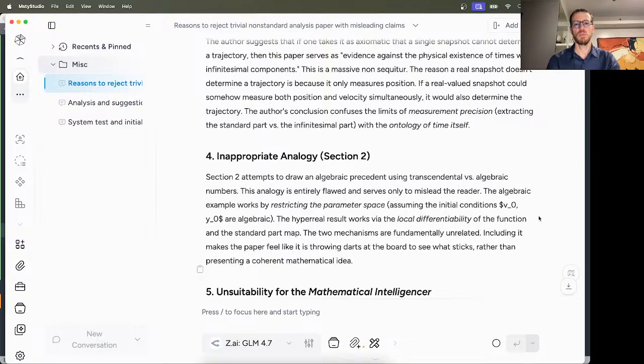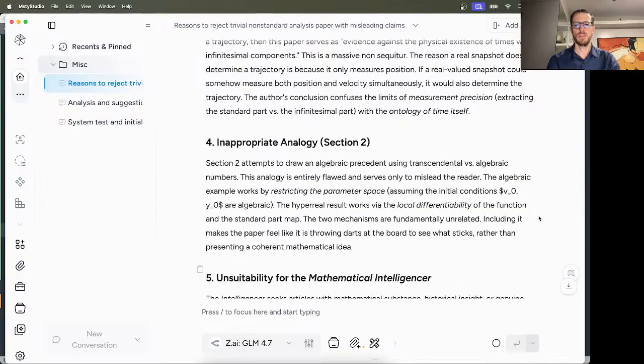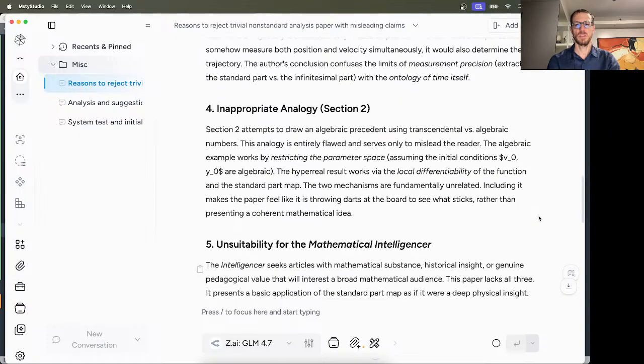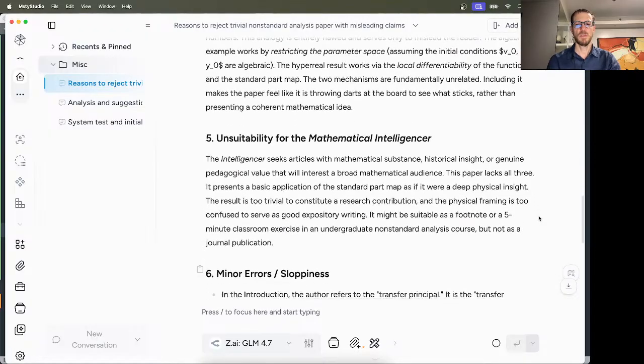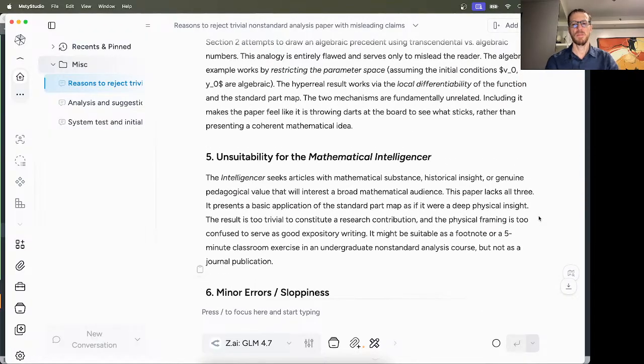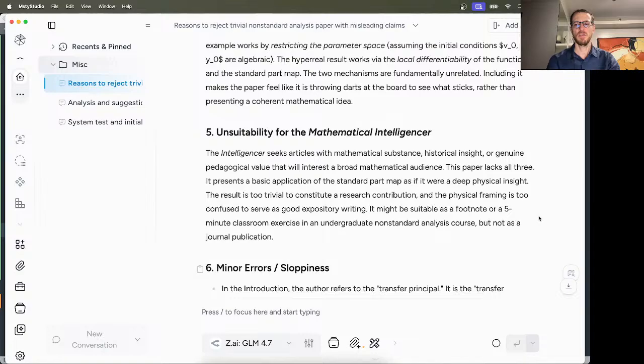Well, the way you prove the two results is completely different. But the nature of the two results is definitely related. Unsuitability for the Mathematical Intelligencer. The Intelligencer seeks articles with mathematical substance, historical insight, or genuine pedagogical value that will interest a broad mathematical audience. This paper lacks all three. It presents a basic application of the standard part map as if it were a deep physical insight. The result is too trivial to constitute a research contribution, and the physical framing is too confused to serve as good expository writing. It might be suitable as a footnote or a 5-minute classroom exercise in an undergrad non-standard analysis course, but not as a journal publication.